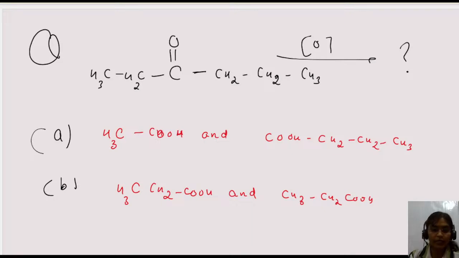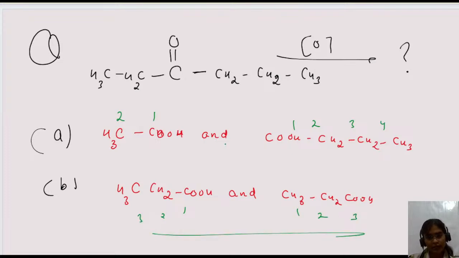No, both products are not the same. Dashika, maybe it looks similar. Count the number of carbons: one and two carbon in this case, and in this case one, two, three, and four carbon. In this case one, two, and three, and in this case one, two, and three. No, the products are different. Three and three, and two and four. Dashika, they're completely different.